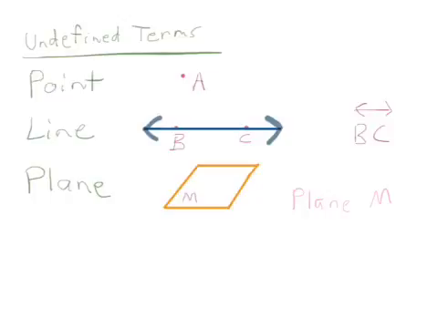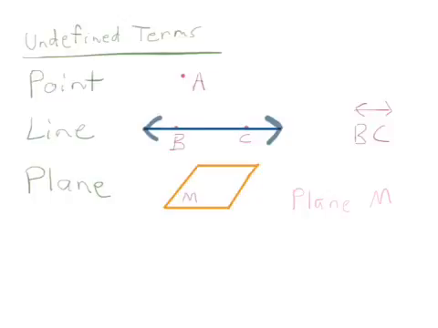A line is an infinite number of points. So we see here, this would be a line. Right here is a line. With a line, we need at least 2 points labeled, as we see here, point B and point C, to tell which direction it goes.